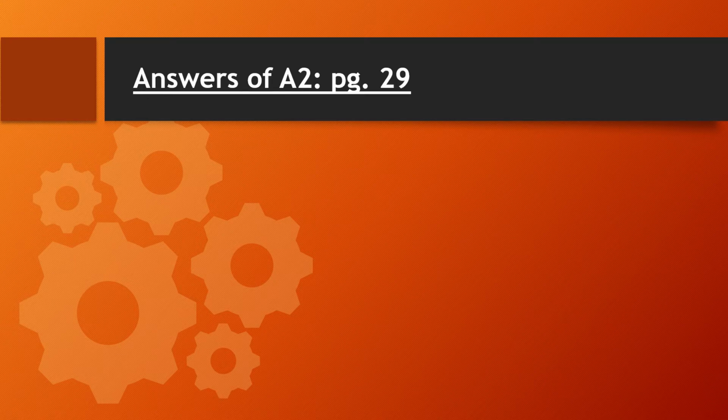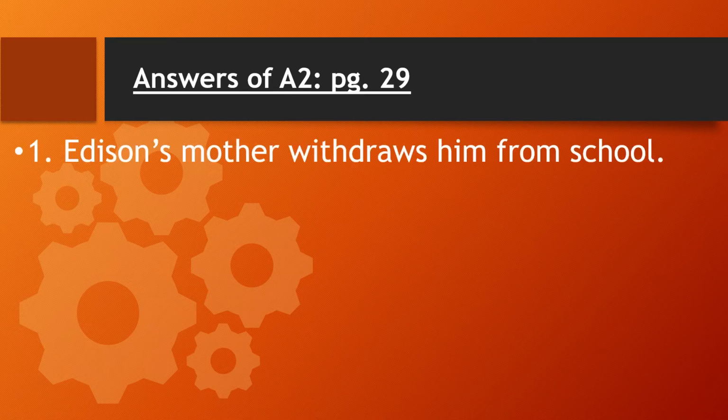Let us see the answers now. The first event that happened in these statements is Edison's mother withdraws him from school. So this is number 1. Please find it in the book. It is the third statement given in your book. Edison's mother withdraws him from school.